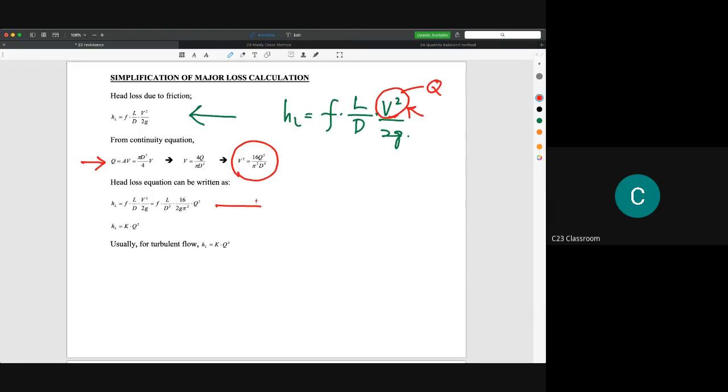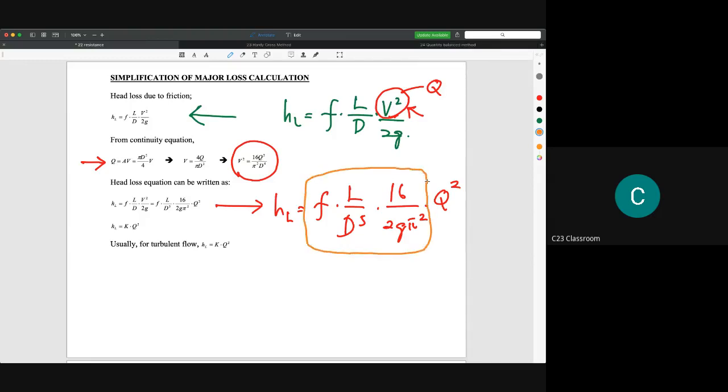Okay, so here if we enlarge this one, we have HL is equal to f L over D to the power of 5, and then we have 16 over 2g pi square, and we have Q square. Here we could say that all of these parameters are actually fixed, constant. Because as I said, they will use the same type of pipe, which means the friction factor is constant, and the length and the diameter are also constant. And then 16, 2g and pi are also constants.